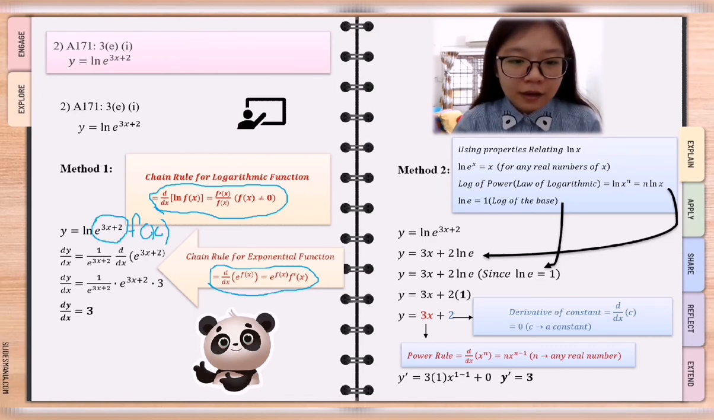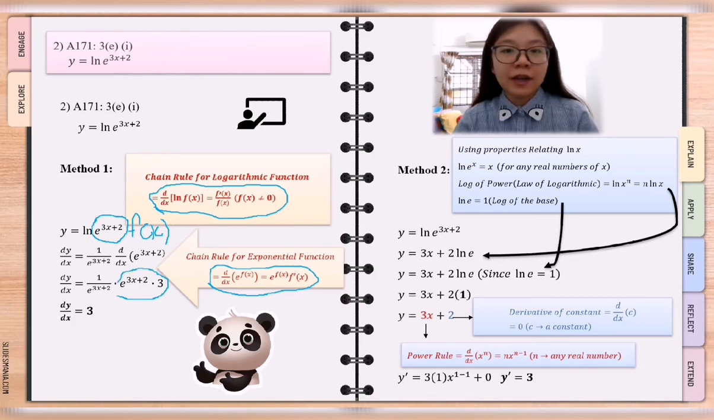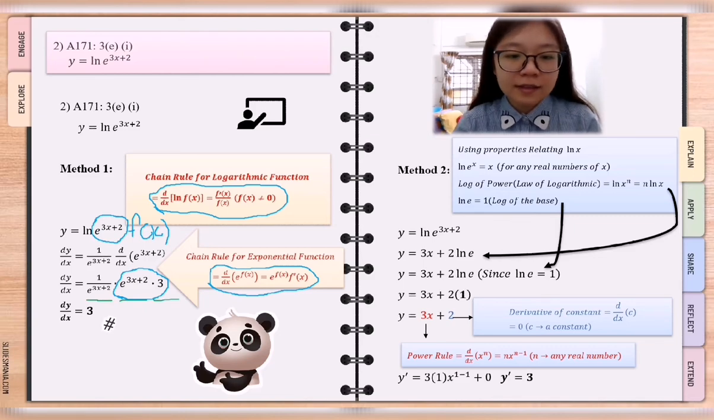Therefore, I can get e power of 3x plus 2 times 3. How can I get the number 3? Because I differentiate f prime x, which is 3x plus 2, by using the power rule. Therefore, to get the final answer, with 1 over e power of 3x plus 2 times e power of 3x plus 2 and times 3, I can get the final answer of dy dx equal to 3.